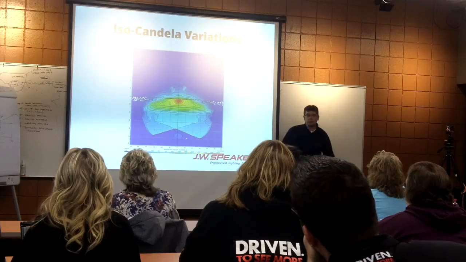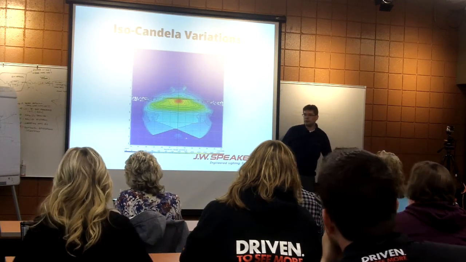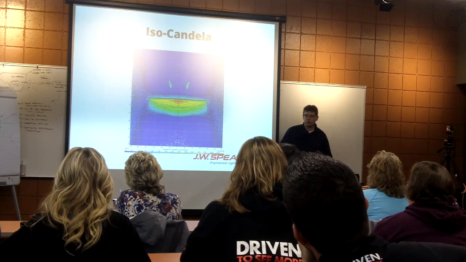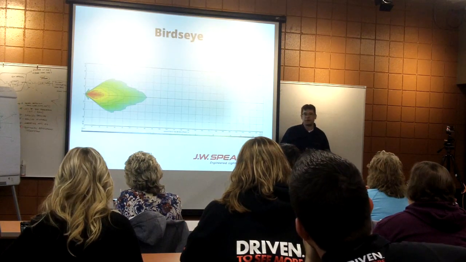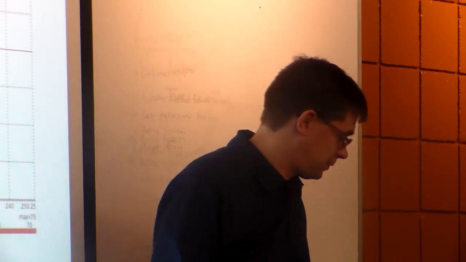I'll go through this pretty quickly here. I just wanted to show that what you'll commonly see from us are isocandelas and bird's eyes that look like the examples I showed here. But this is how it looks using the software that we use, and it can look very different. We can make it look all sorts of different ways. So I just have some examples of different isocandela plots. They might look a little bit different.